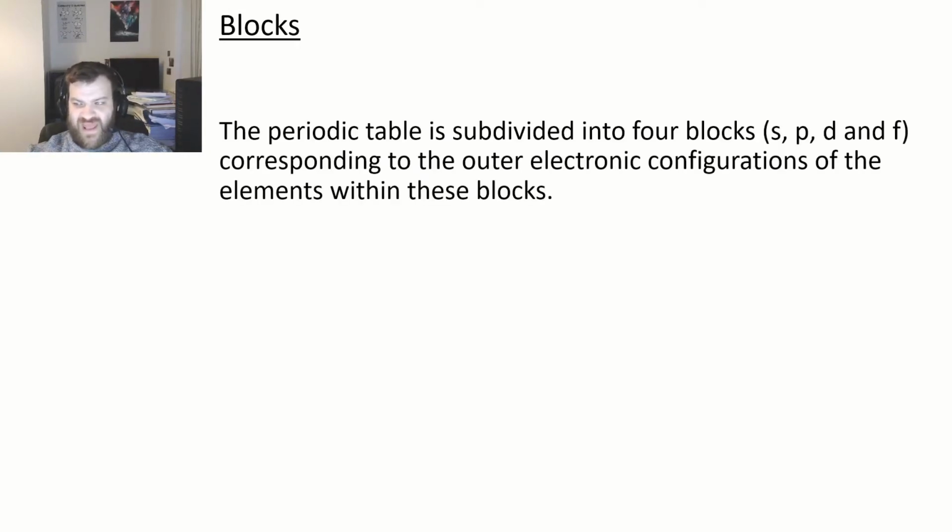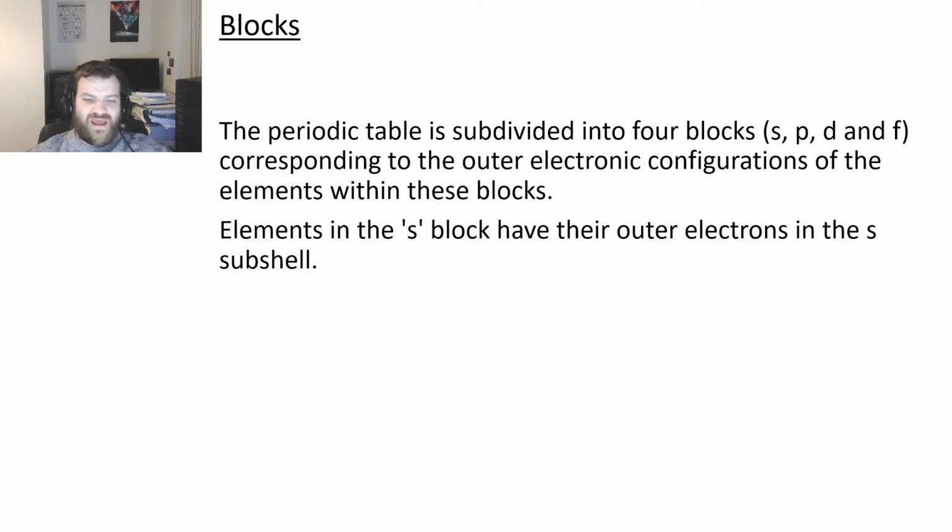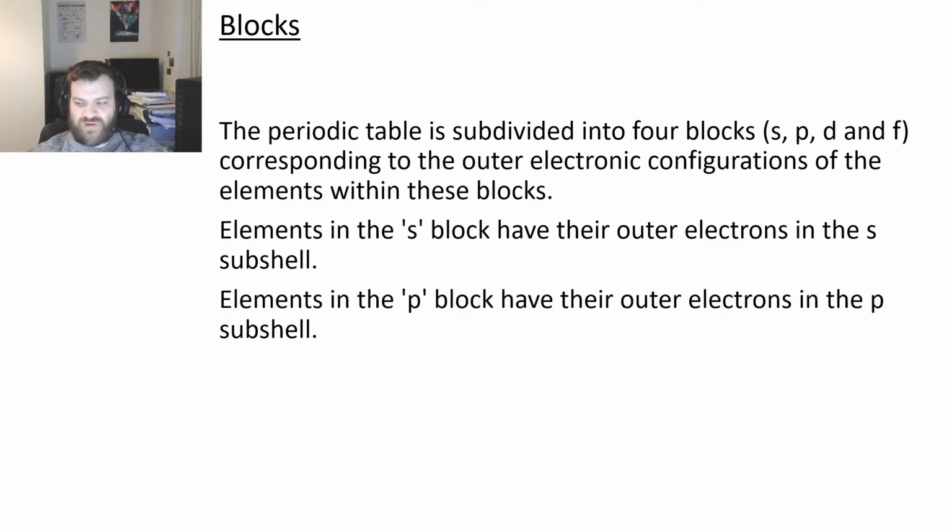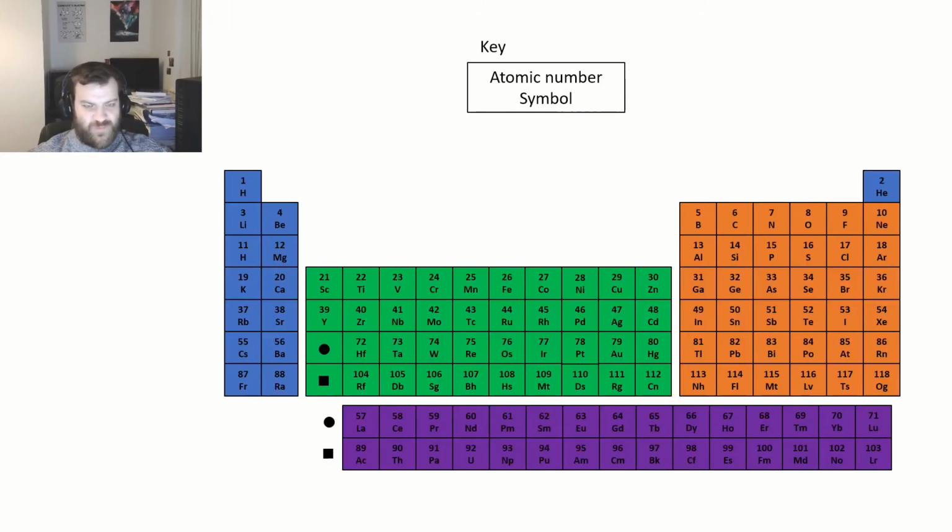You can divide them into S, P, D, and F blocks, and this corresponds to the outer electrons within that element. Ones in the S block have their outer electrons in the S, and if they're in the P block, they'll have their outer electrons in the P subshell. When we look at the periodic table, group 1 and group 2 and helium are our S block elements. We have our P block, groups 3 through to 8. Our D block is our transition metals. And our lanthanides and actinides are our F block elements.